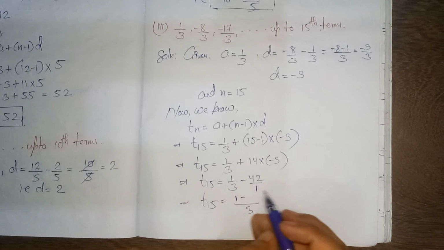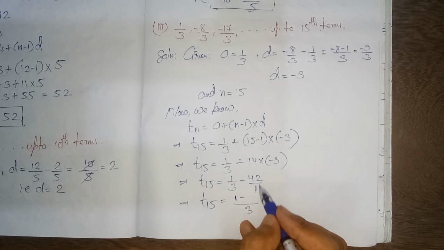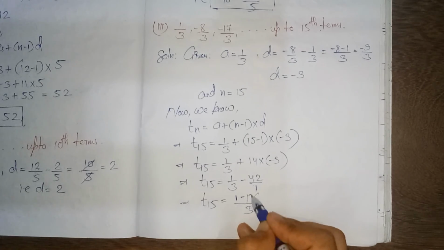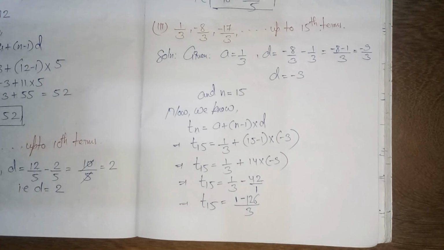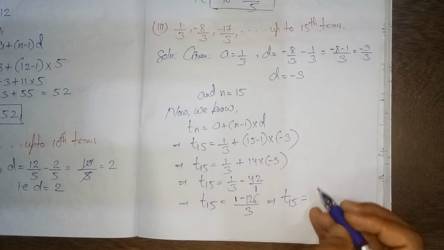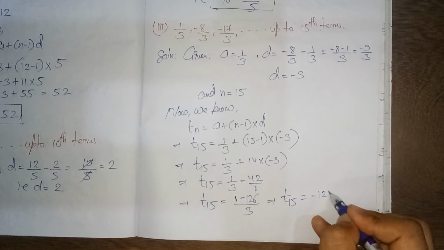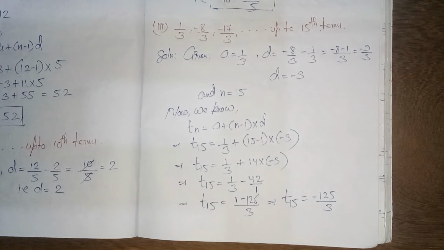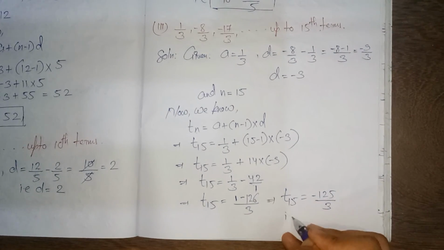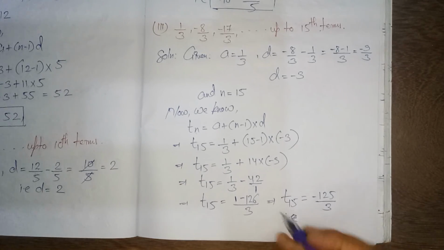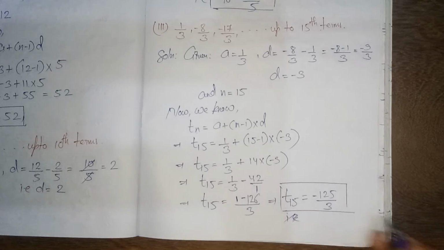Now 42 into 3: 2 times 3 is 6, then 3 times 4 is 12, so 126. So 1 minus 126 by 3. Now if you solve this one, T15 is simply equal to minus 125 upon 3. Minus 125 upon 3 is the required answer, that means the 15th term. So this is the required answer.